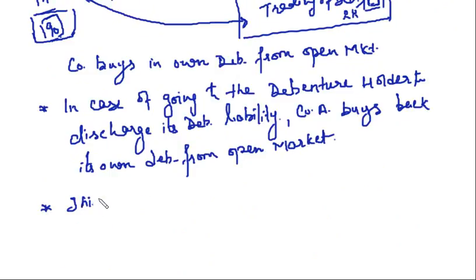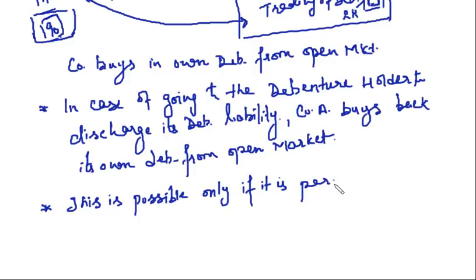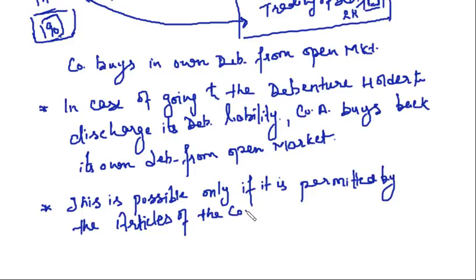This is possible only if it is permitted by the articles of the company. So that means purchase of debentures from the open market is possible only if it is permitted by the articles of the company. Articles means the rules and regulations of the company. If they allow that you can purchase your debentures from the open market, only then you can redeem the debentures in this way.